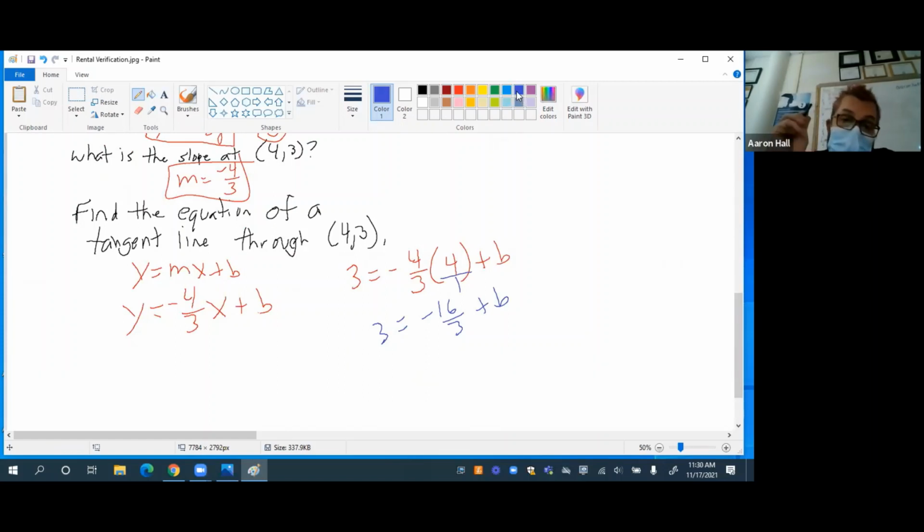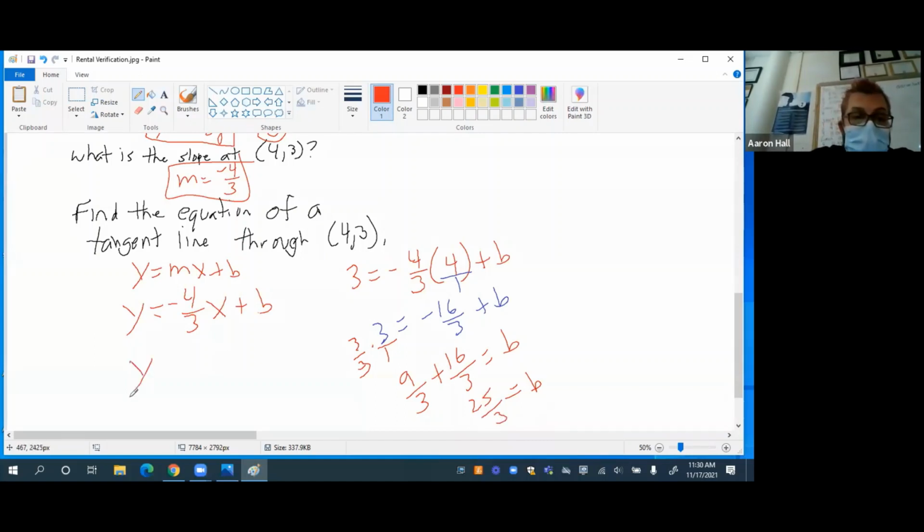When we add fractions, we need to do what? Yeah, so I'm going to multiply by 1 in the form of 3/3. So that gives me 9/3. Does that look right? And then we're going to add the 16/3 to both sides equals b. So what does b equal? 25/3. So my equation then is y equals negative 4/3 x plus 25/3. Is everybody good with that?